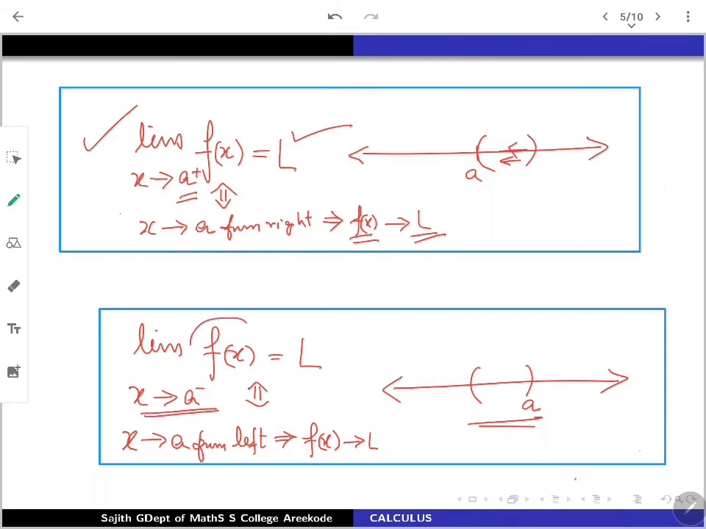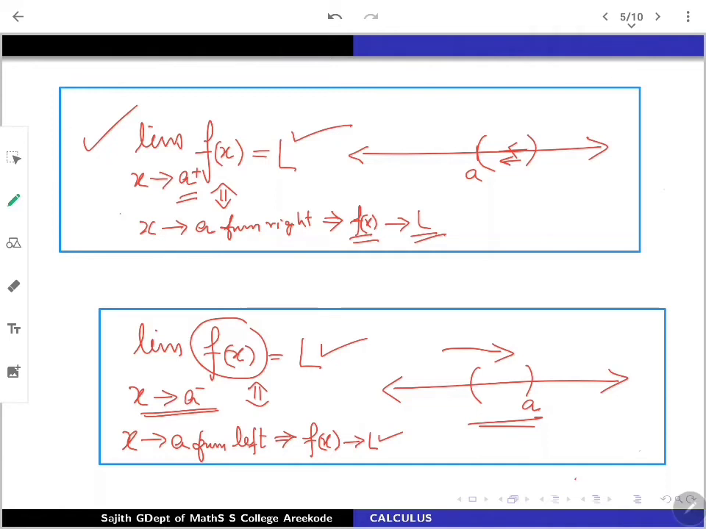So f of x is said to have the left hand side limit as capital L. You approach a from the left in the domain, then in the range or the codomain, what happens is your f of x values can be made as close to L as you wish. That is the whole meaning of left hand side limit in this case.